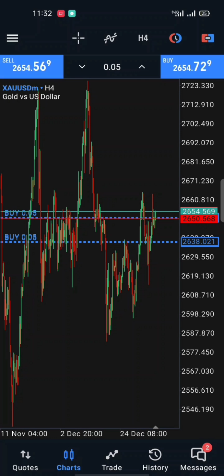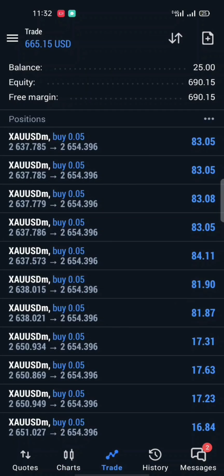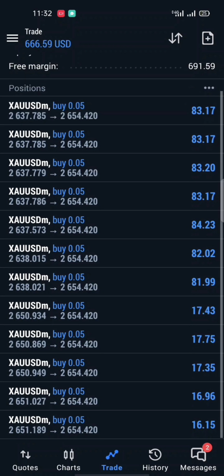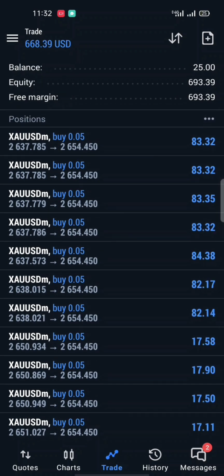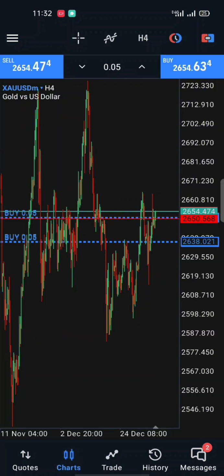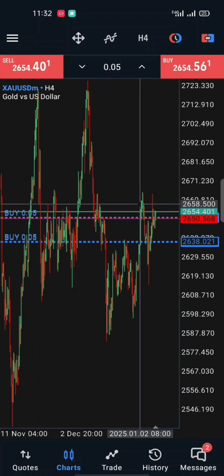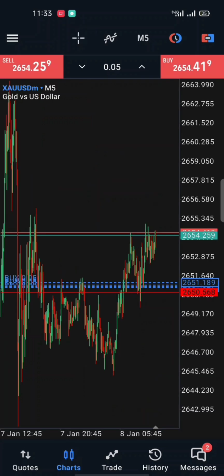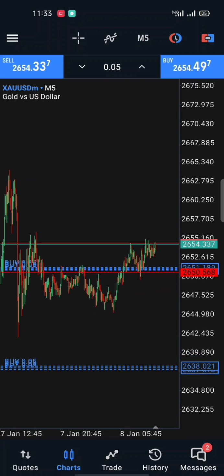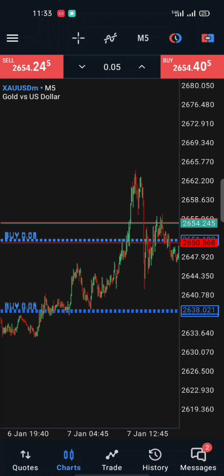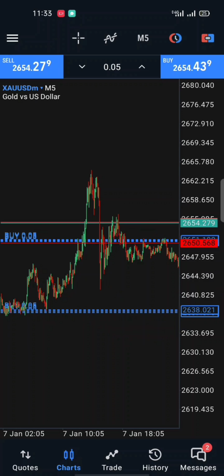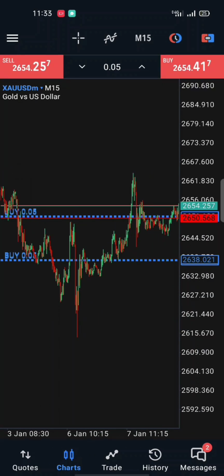At the point I mapped out, we entered the buy trade on XAUSD and we're currently running in profit. This is $25. The more profit I'm making, the more positions I'm accumulating. If I'm running in profit, I'll be adding more positions so that we can capitalize on it. At this point, we entered the sniper entry, and I'll tell you the reason why we took the trade and why I'm making profit.